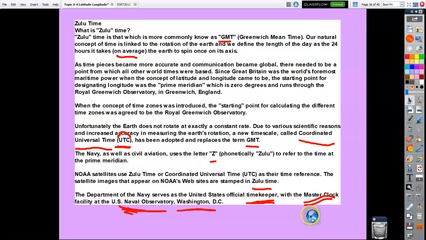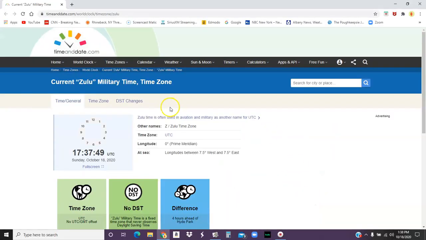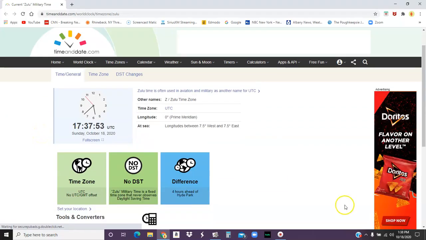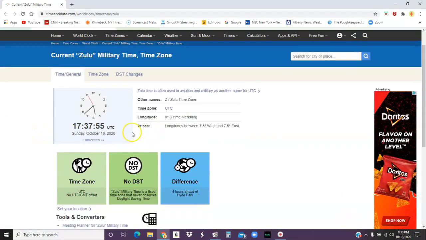So if I click on this, these little globes are like YouTube clips and links, websites. I'm making this video at 1:30 on Sunday, so you can see this is UTC, Zulu time, or Prime Meridian time. It tells you Zulu time zone, UTC, that's your Coordinated Universal Time. Longitude is 0. That is the time at the Prime Meridian.